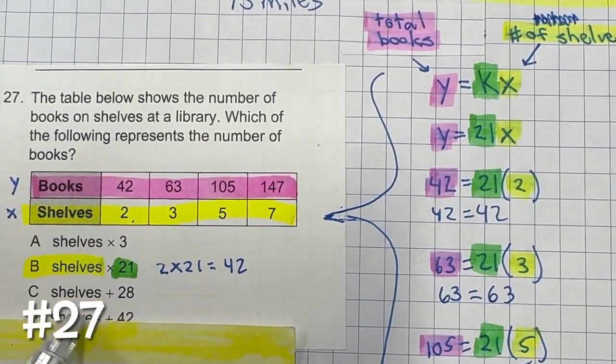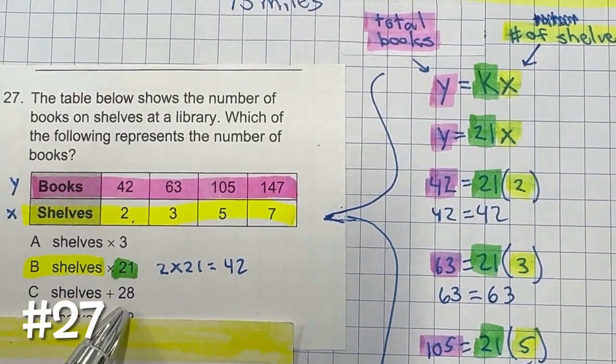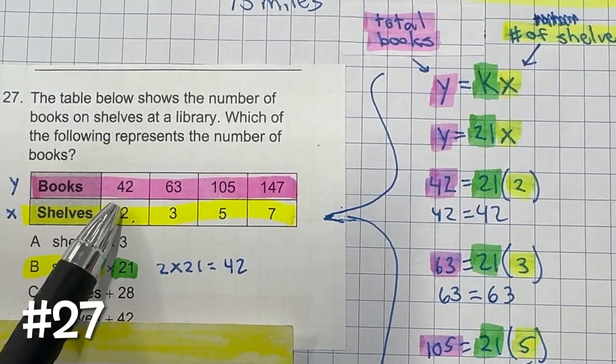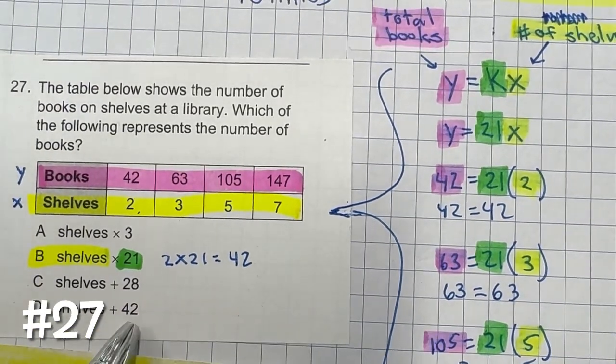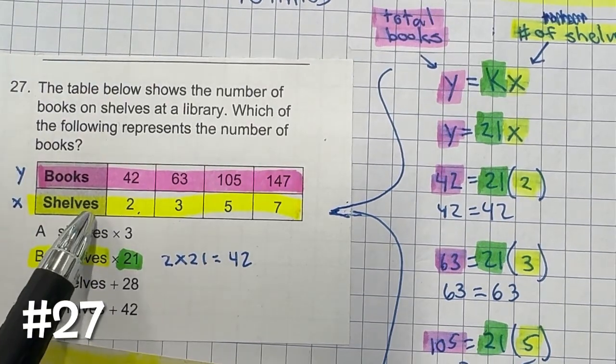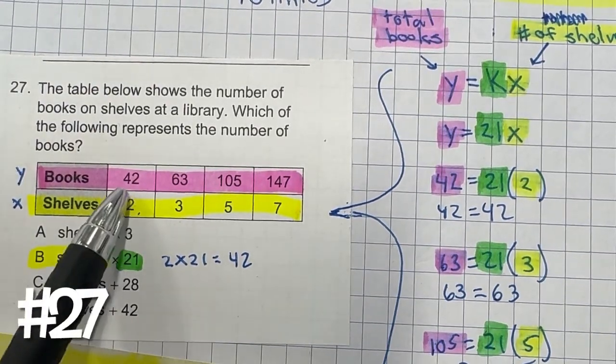If we did shelves plus 28, 2 plus 28 does not equal 42. And if we try shelves plus 42, well, number of shelves, 2 plus 42 does not equal 42, so that's not correct either.